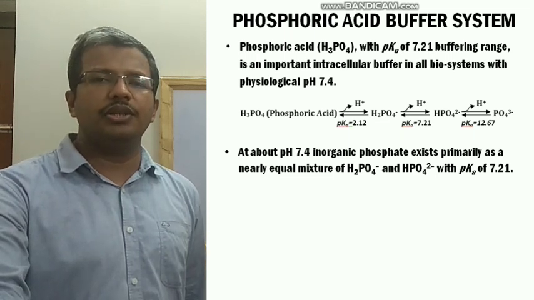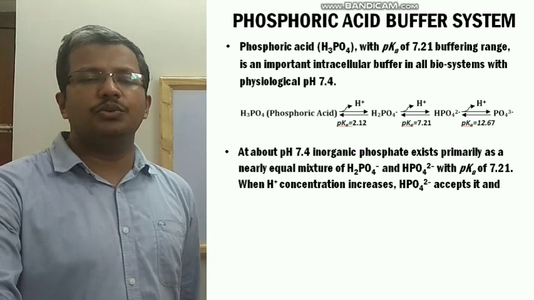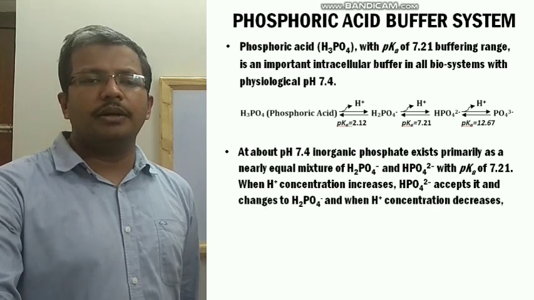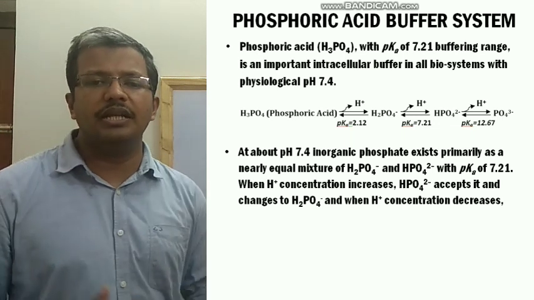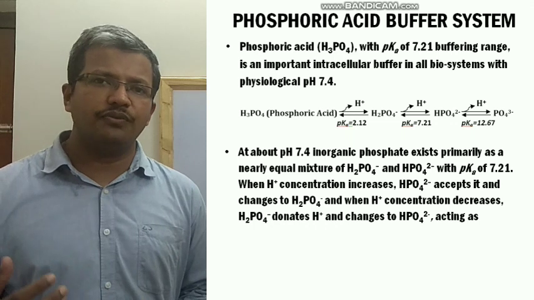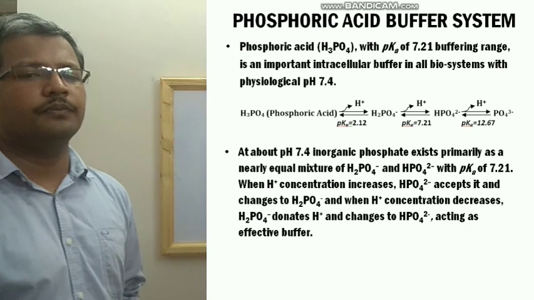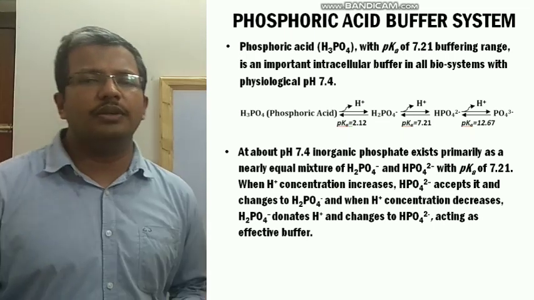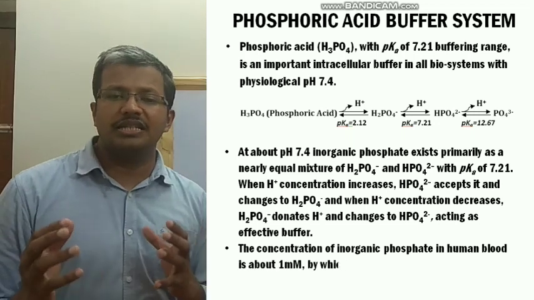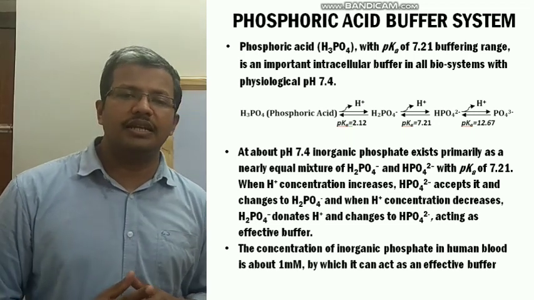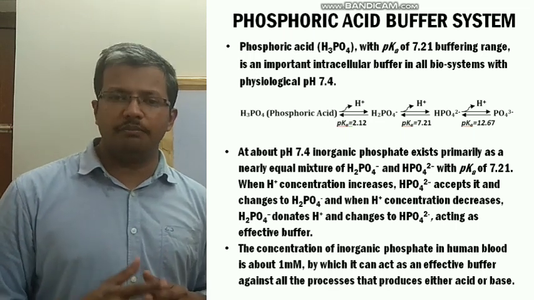When H plus concentration increases, HPO4 2 minus accepts it and changes to H2PO4 minus, and when H plus concentration decreases, H2PO4 minus donates H plus and changes to HPO4 2 minus, acting as an effective buffer. The concentration of inorganic phosphate in human blood is about 1 millimolar, by which it can act as an effective buffer against all the processes that produce either acid or base.